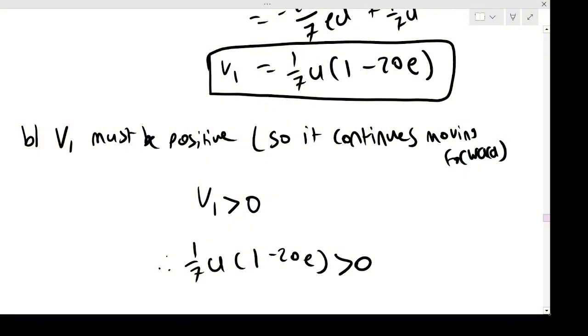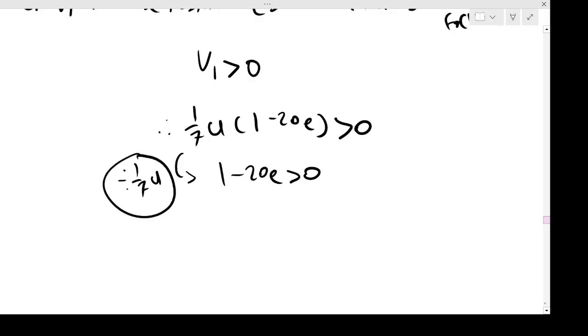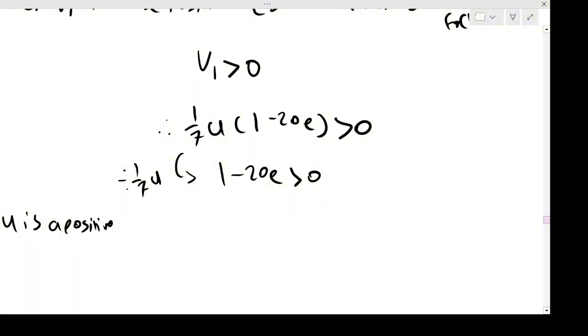So we just proceed to solve the inequality. Now it's looking for the values of e, so we kind of need to solve for e here. Now, what we can do is divide by 7th u, right? Almost like an equation. So we get 1 minus 20e is greater than 0. Now, you're right to question, are we allowed to divide by that? Because would that affect the inequality? Because remember, inequalities, if you divide by a negative, it would flip it. No, because u is a positive number. Okay, u is a positive number. Why? Because it's a speed.